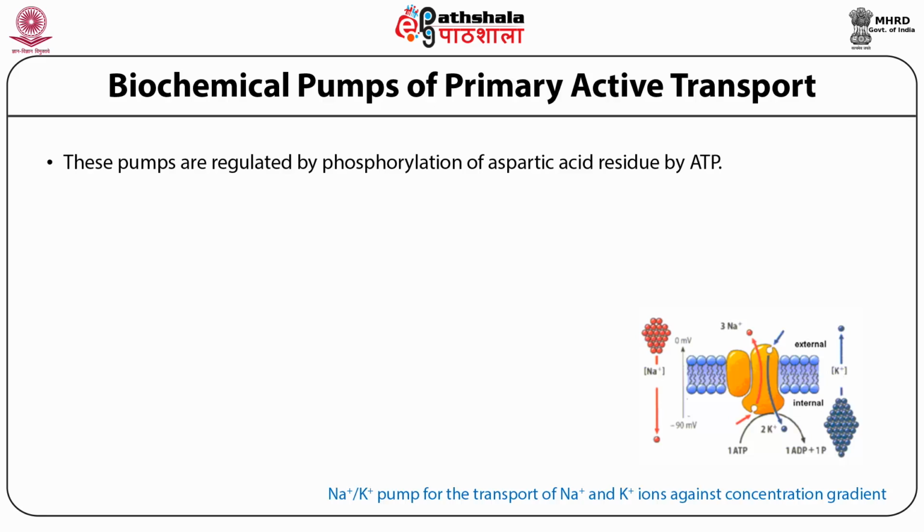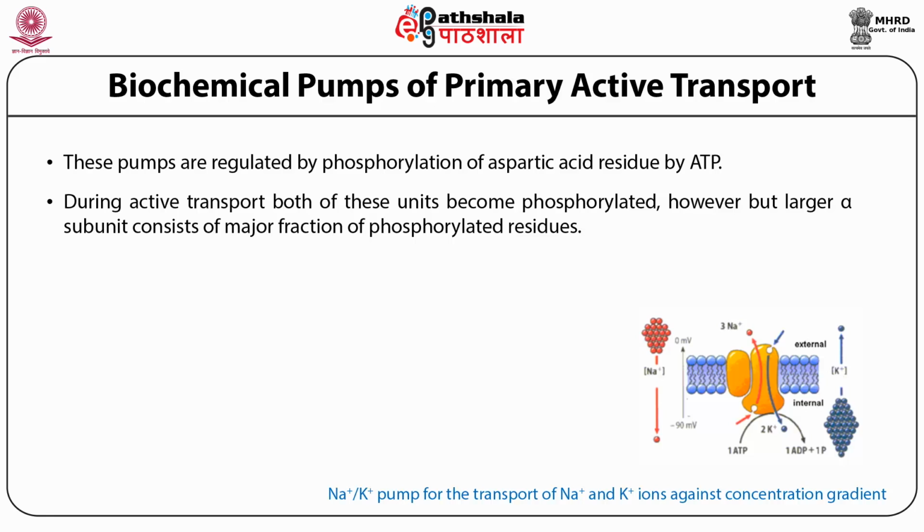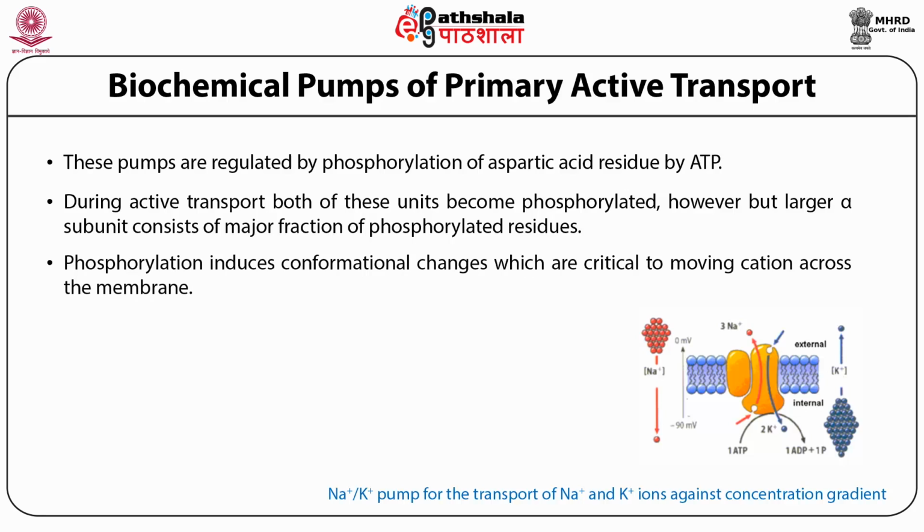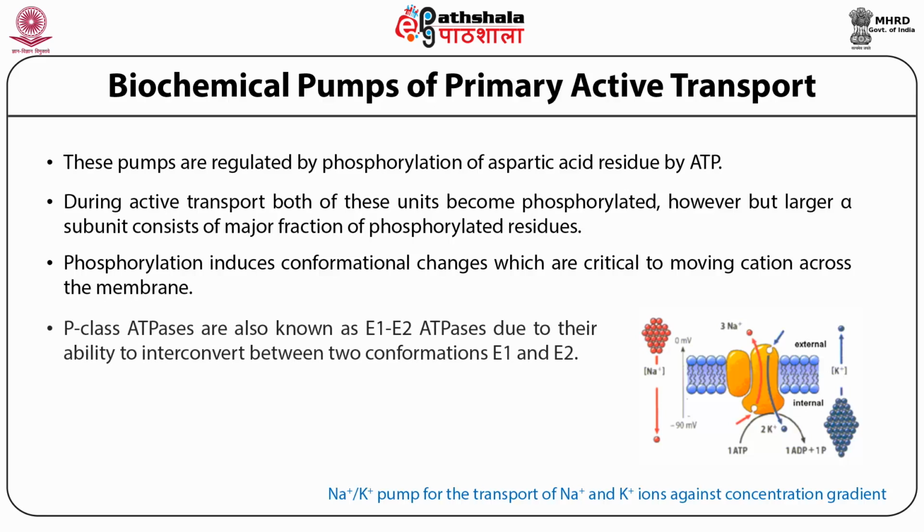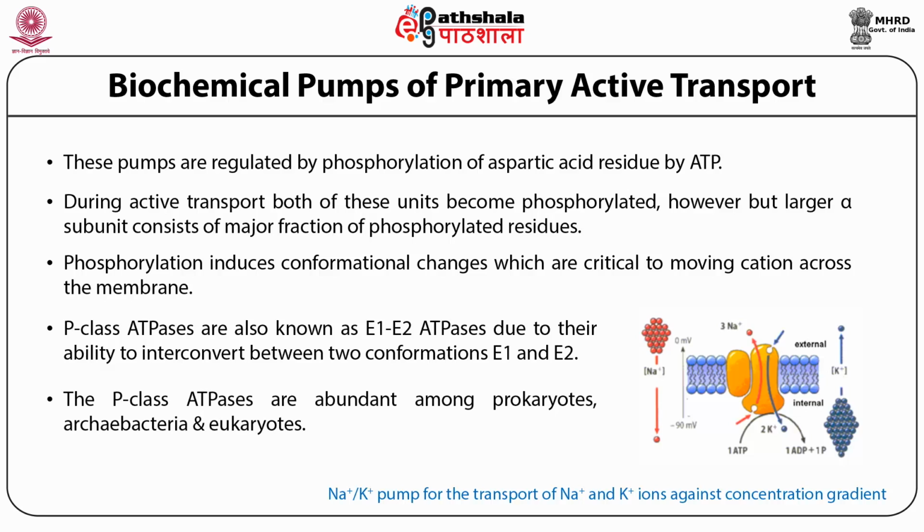These P-class pumps are regulated by phosphorylation of aspartic acid residues by ATP. During active transport, both of these subunits become phosphorylated. However, the larger alpha subunits consist of the major fraction of phosphorylated residues. Phosphorylation induces conformation changes which are critical to move cations across the membrane. P-class ATPases are also known as E1, E2 ATPases because of their ability to interconvert between two conformations, E1 and E2. The P-class ATPases are abundant among prokaryotic systems, archaebacteria, as well as in eukaryotic systems.